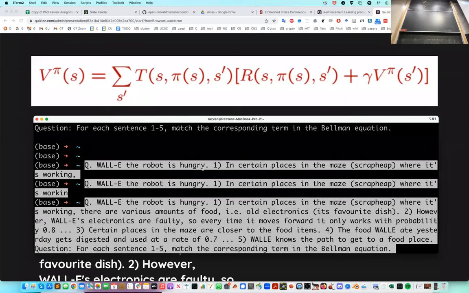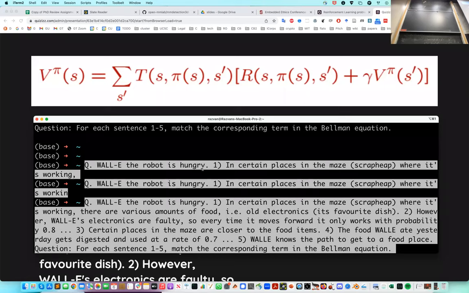What about number two? However, Wally's electronics are faulty. So every time it moves forward, it only works with probability 0.8. T. Yes, that's the transition probability. That's the function T telling us: if you're in state S and take this action, pi of S, given by a policy, and you end up in state S prime, it tells us the transition probability. This is what it's referring to.